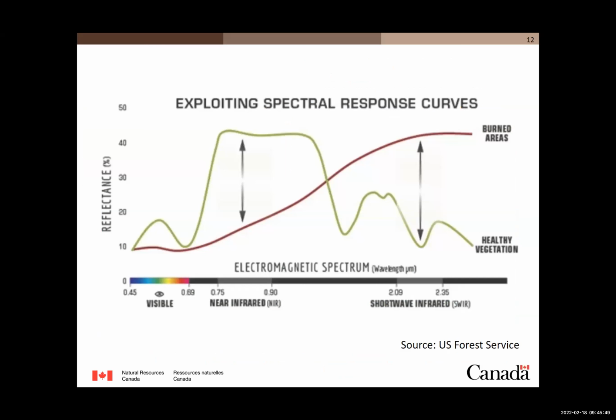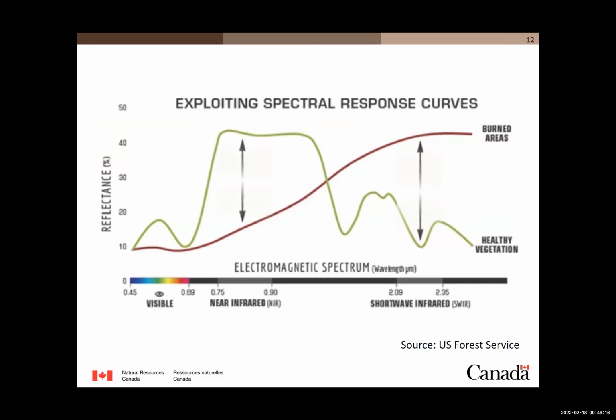Next thing I want to show you is this graph, because this will help you understand how fires are mapped on an image. The green line is an example of a spectral response curve for healthy green vegetation, where we have percent reflection on the y-axis and the continuous wavelengths of the electromagnetic spectrum on the x-axis. The red line is a spectral response curve for a burned forest.